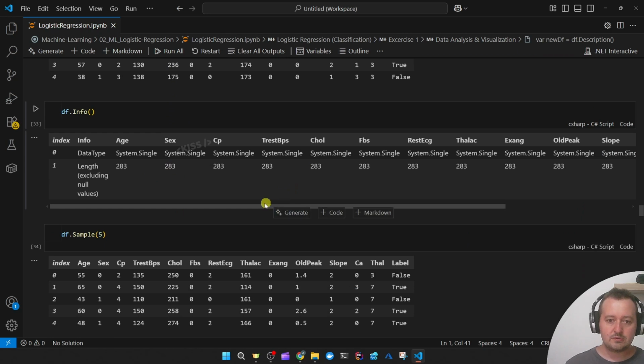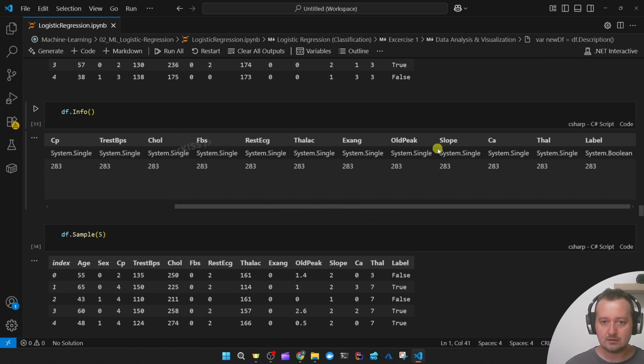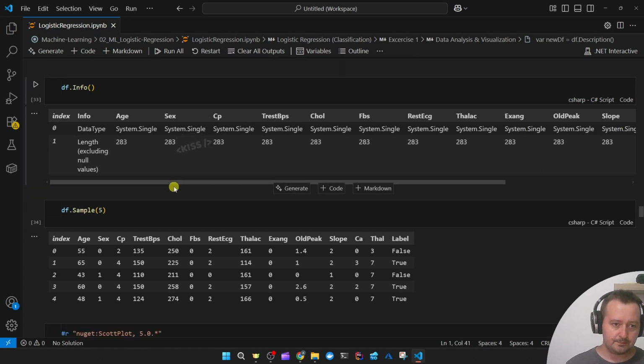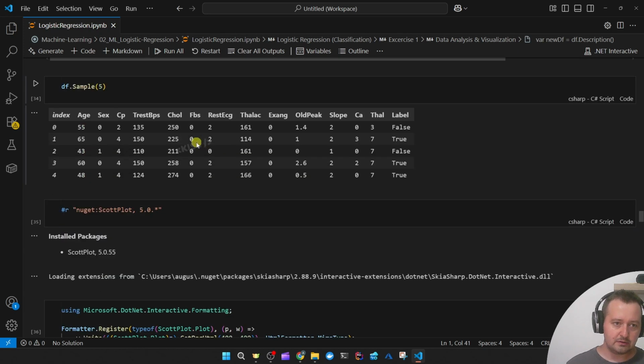Info, just the types of the data. Since we're loading everything as float, there's not going to be anything special here. System.Boolean as the type for the label, excluding no values. Sample, just a random sample set. Let's see, there's one false, true, true.